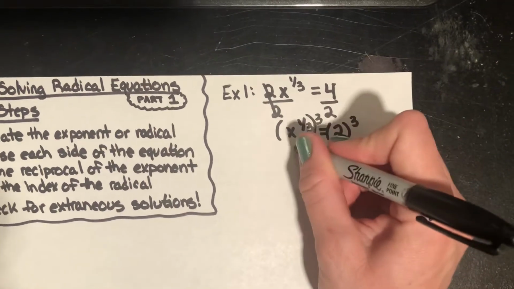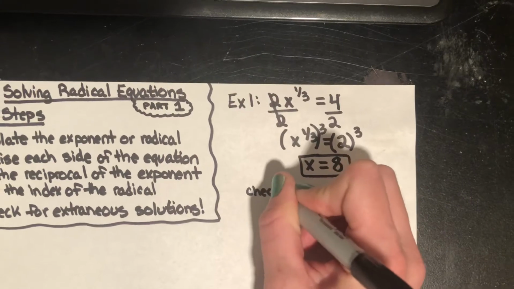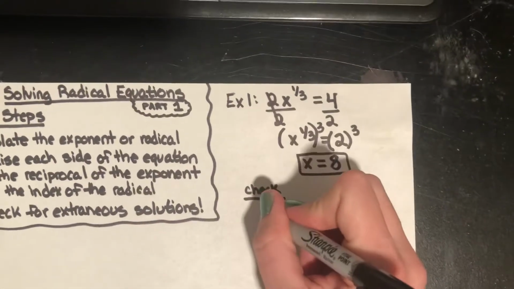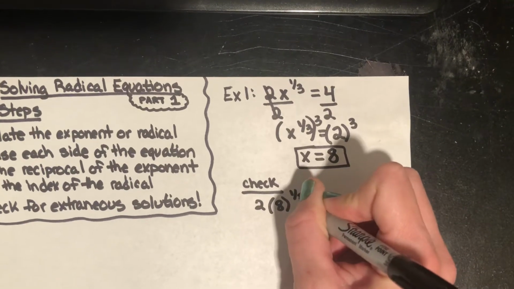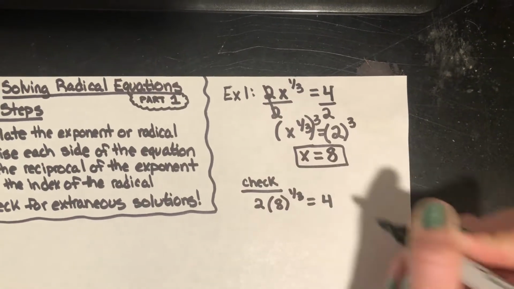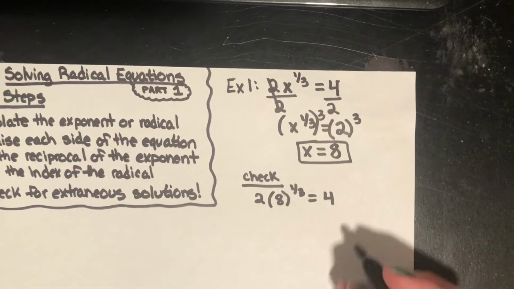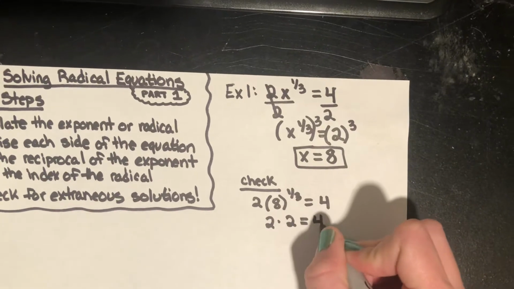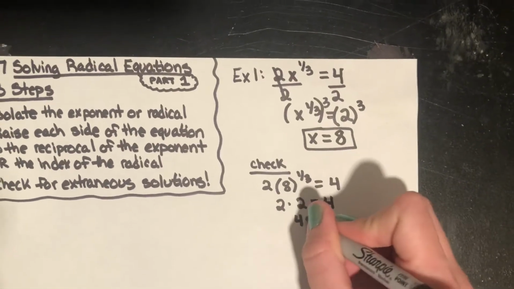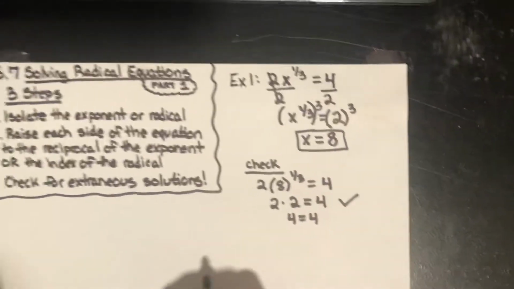All right, so this is our answer right here. Let's check to make sure it works. We have 2 times 8 to the 1/3 power should equal 4. And if it does, that is our answer. Well, 8 to the 1/3 power is 2. So 2 times 2 should equal 4. And it does. And so this checks out and is our answer to our problem.